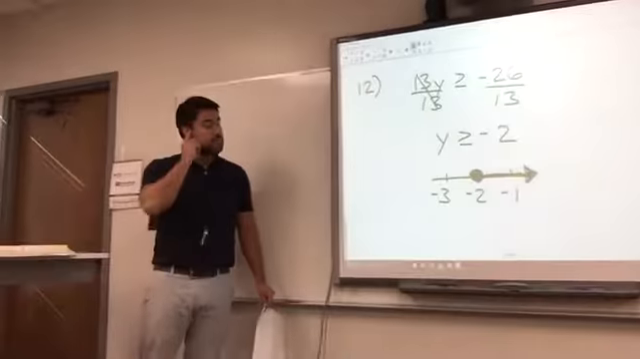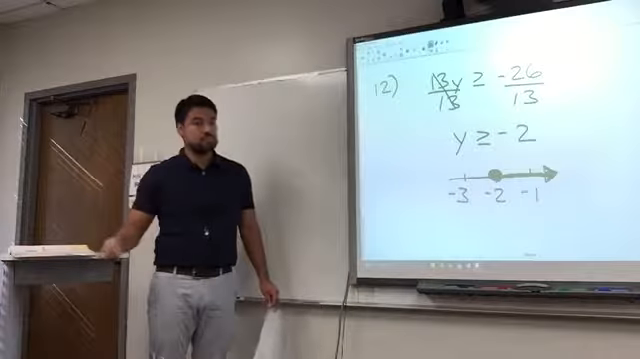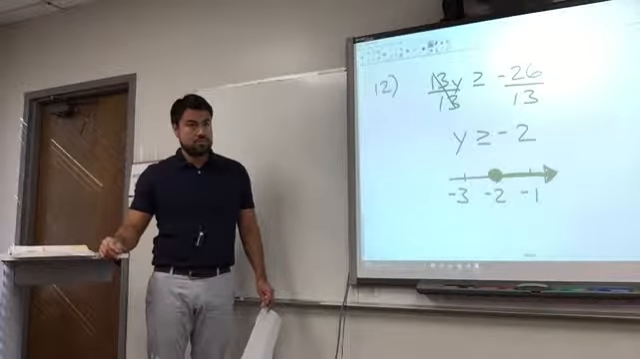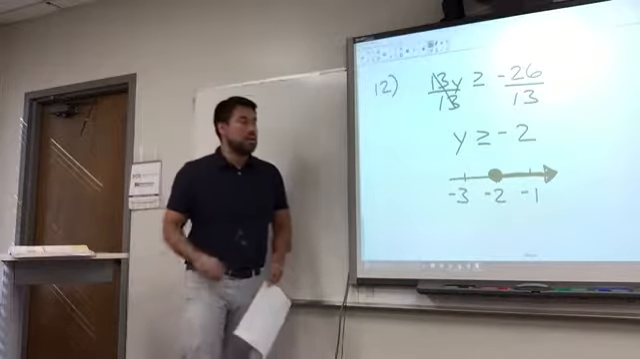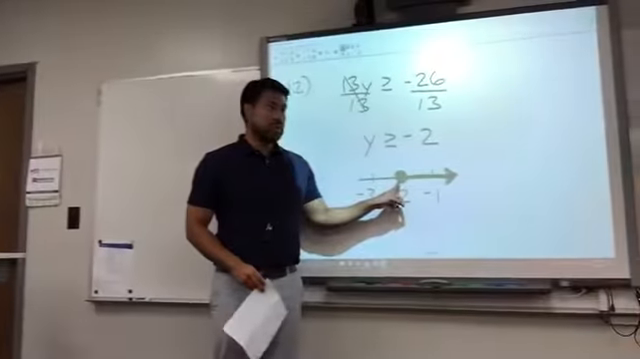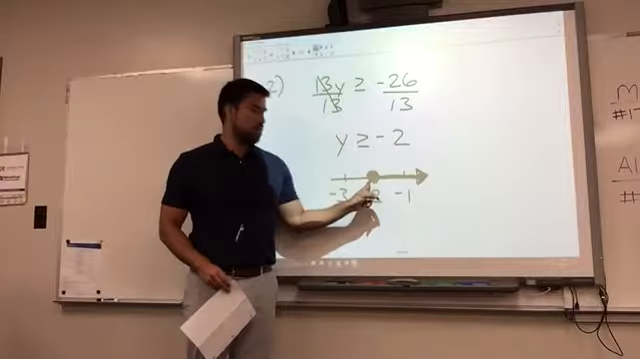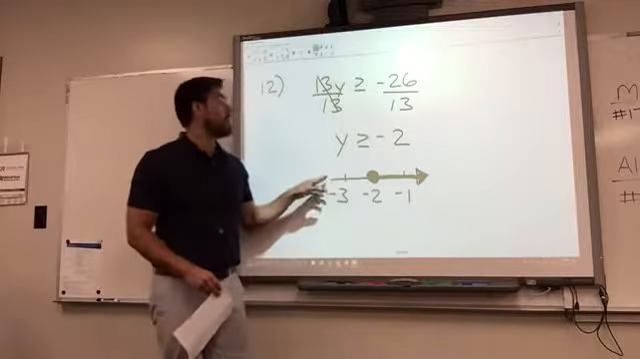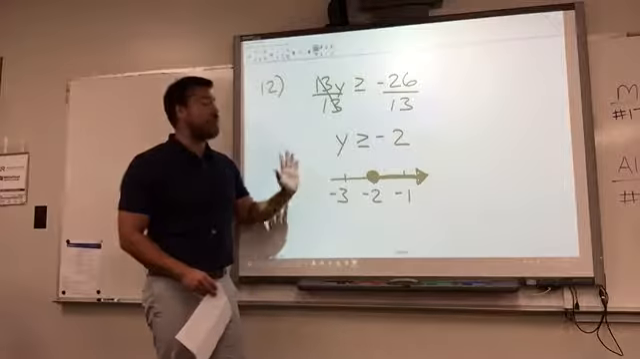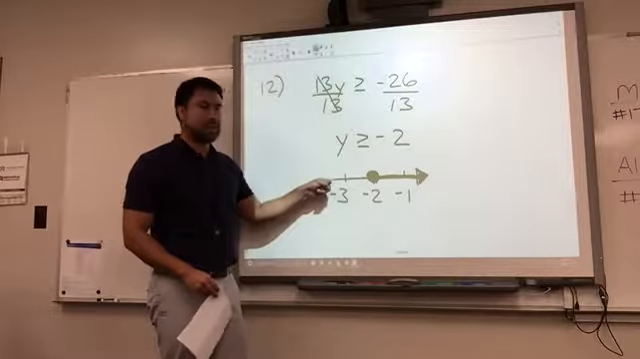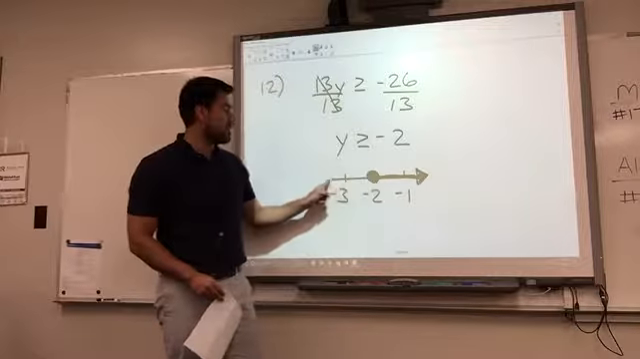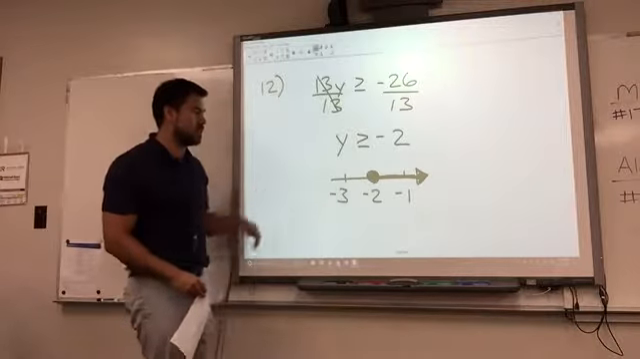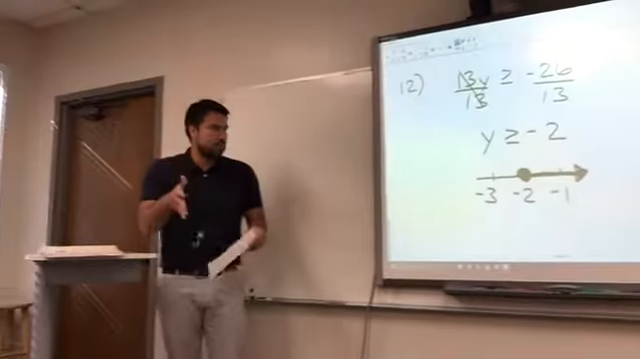Yes, ma'am? On that end, could you put one of the dots instead of the arrow, like a circle? So are you talking about here or over here? I wouldn't do that because they might interpret it as a closed circle. So just put the closed circle here. You can leave it just empty, like there's nothing else going on. And that's part of a number line.